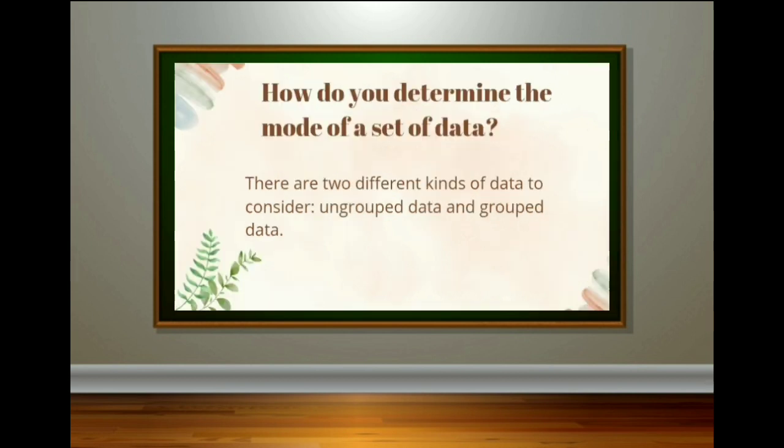So I have a question here. How do you determine the mode of a set of data? Take note, there are two different kinds of data that we need to consider. And these are ungrouped data and grouped data. When we say ungrouped data, it is not organized into classes, whereas grouped data is organized into classes.